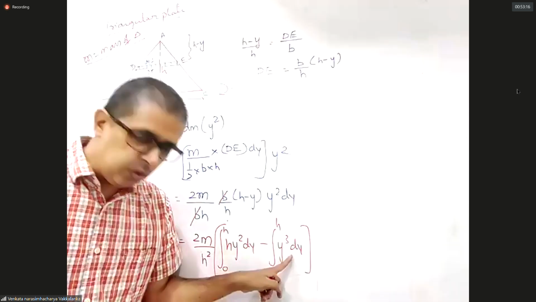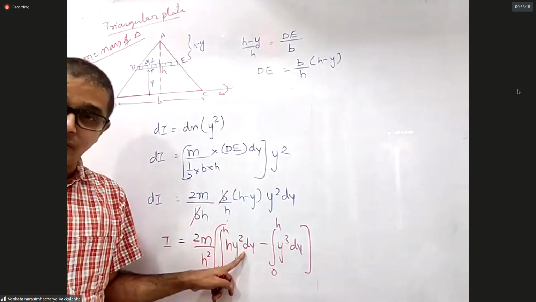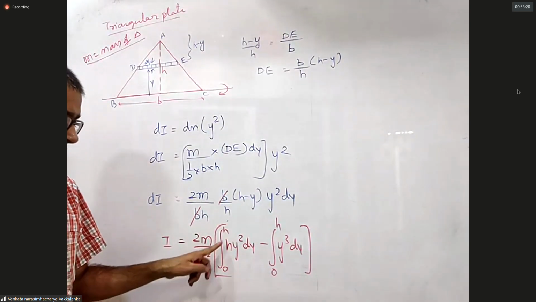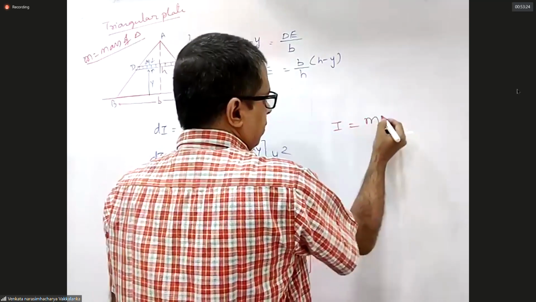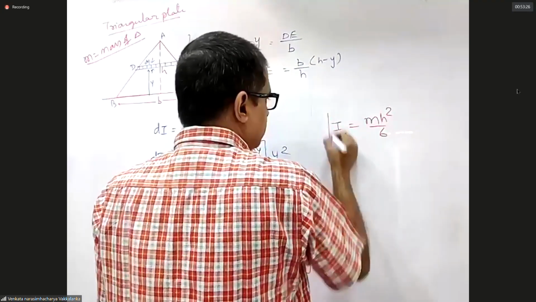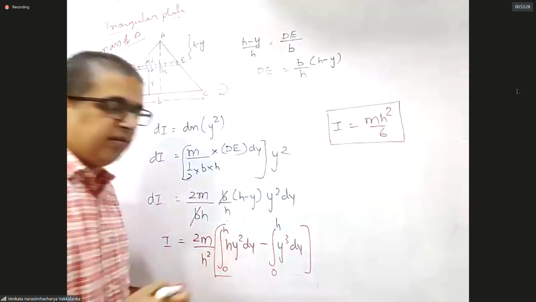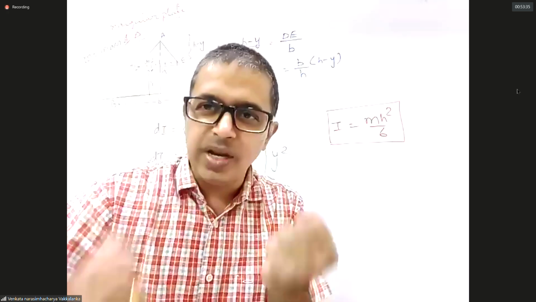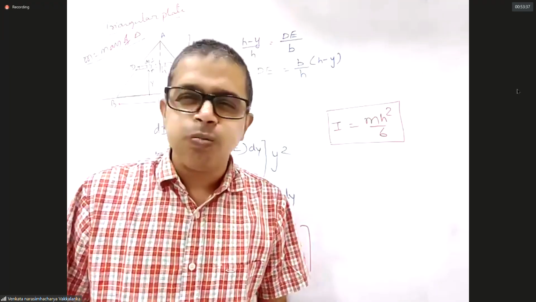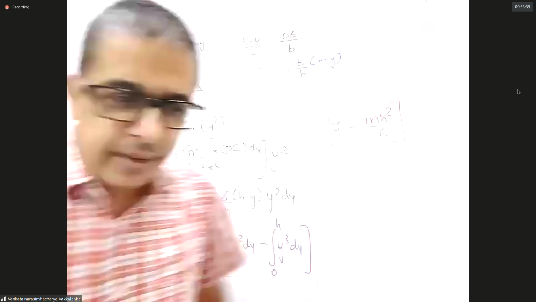Now don't tell me you don't know the integration of this and this. Bring h outside, simplify, tell me the answer. Mh square by 6. Please cross verify if you are getting this answer. Yes sir, I solved it this way too, so mh square by 6. I won't believe it. Sir, he is fooling us. No sir, by flow.